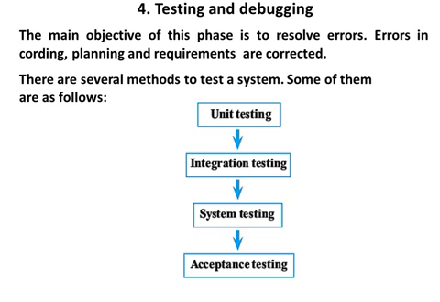First one is unit testing. Here each unit in the system is tested independently. Second one is integration testing. Here units are integrated to form the complete system and the integrated system is tested at this stage. Third one is system testing. The complete system is tested for its outputs for the given inputs.